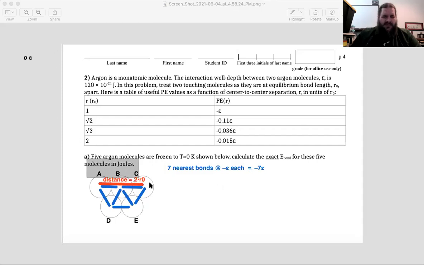And let me put this second nearest neighbor aside for now. We'll come back to that later. But let's take this third nearest neighbor.